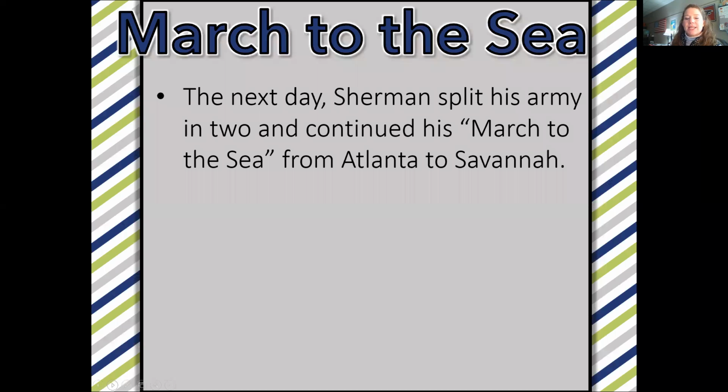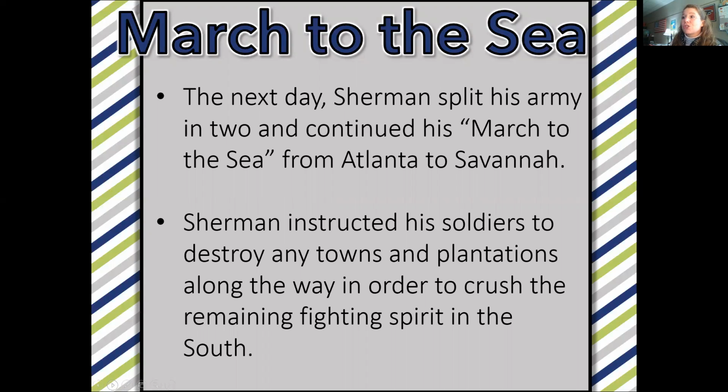So once they decimated Atlanta, if you guys have ever seen Gone with the Wind, there's a great part in that movie where they're going through Atlanta and it's just burning all around them. And that movie was made back in the 1930s. So the pictures and the way that movie was made is just amazing. But anyway, the next day, Sherman split his army in two and continued what they called the March to the Sea from Atlanta to Savannah. Sherman instructed his soldiers to destroy any towns and plantations along the way in order to crush the remaining fighting spirit of the South. And that's exactly what happened.